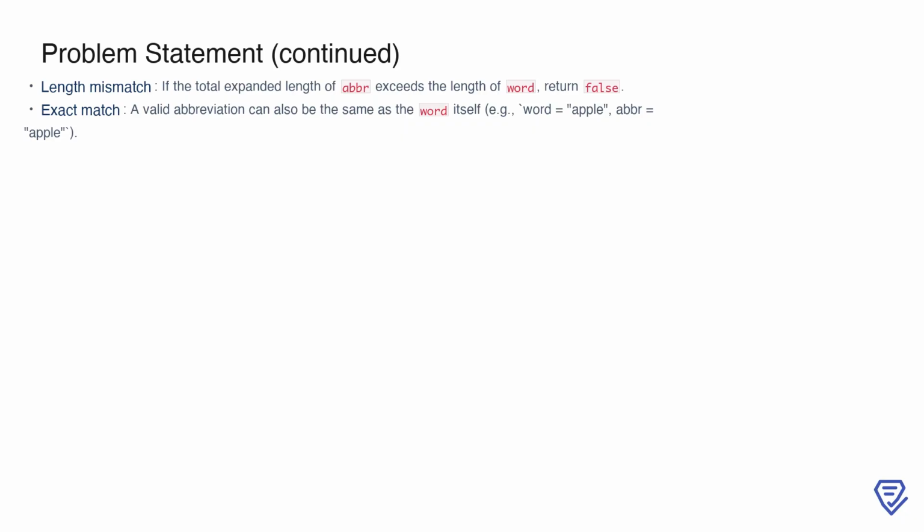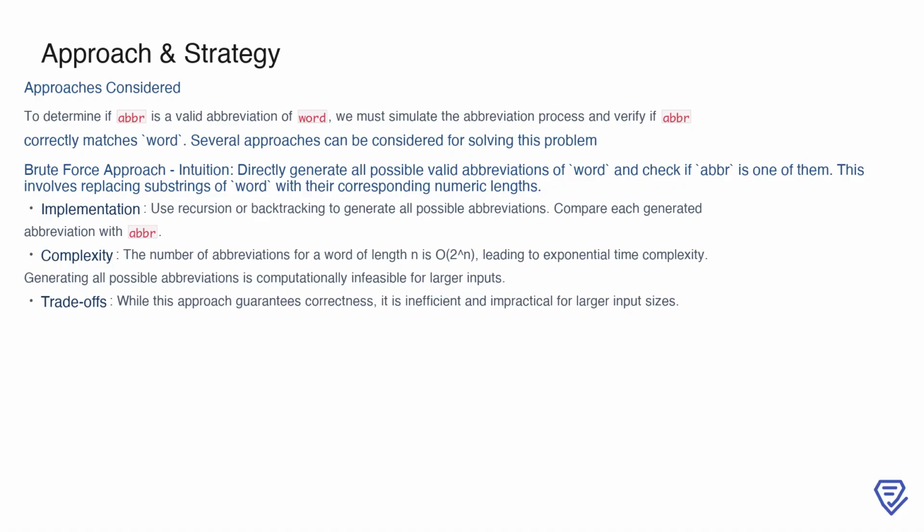By carefully handling these rules and edge cases, you can determine whether any given abbreviation is valid. To determine if the abbreviation, or ABBR, is valid for a given word, we need to simulate the process of abbreviation and verify that ABBR matches the word accurately. Let's explore some potential approaches we could take.